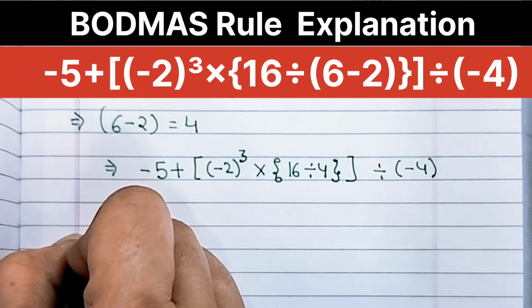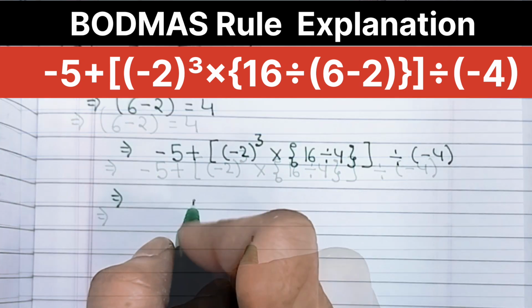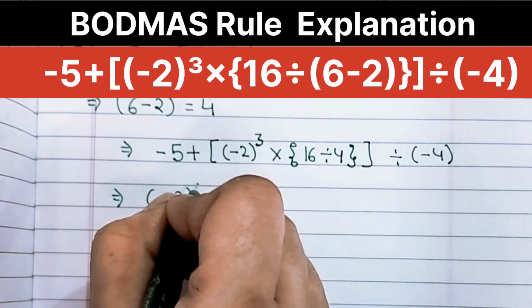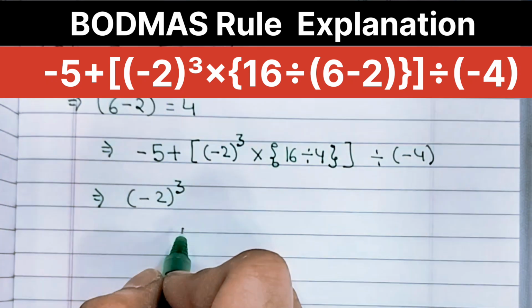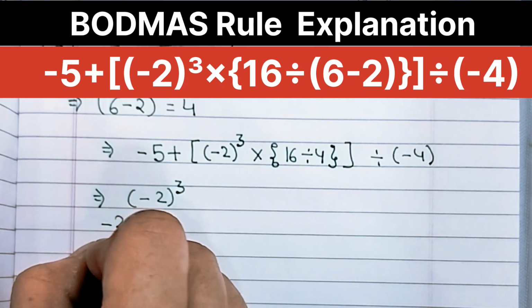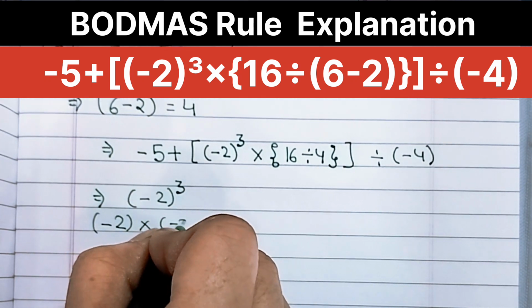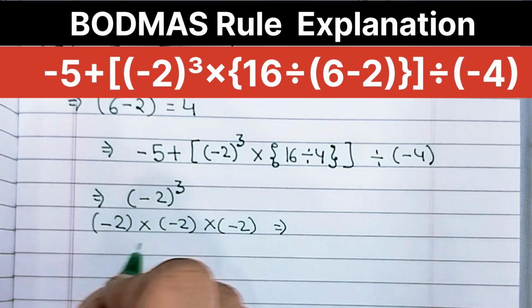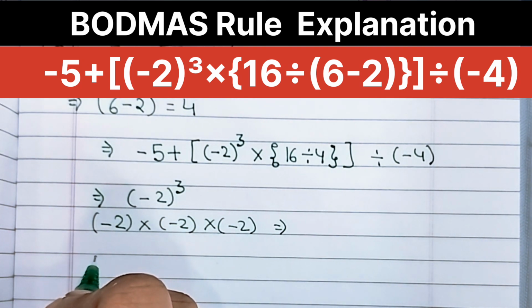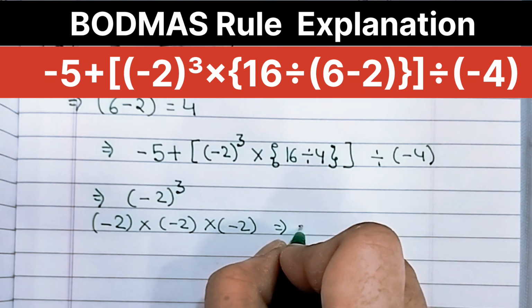Now step 2, solve for the exponents, the orders. Evaluate minus 2 to the power 3. After the brackets, we handle the powers or indices. So the calculation becomes minus 2 multiplied by minus 2 multiplied by minus 2. Now there are 3 minus signs, which is odd, so the answer is always negative.